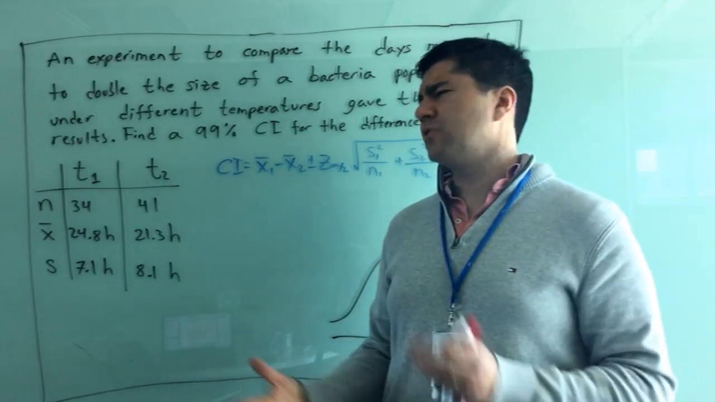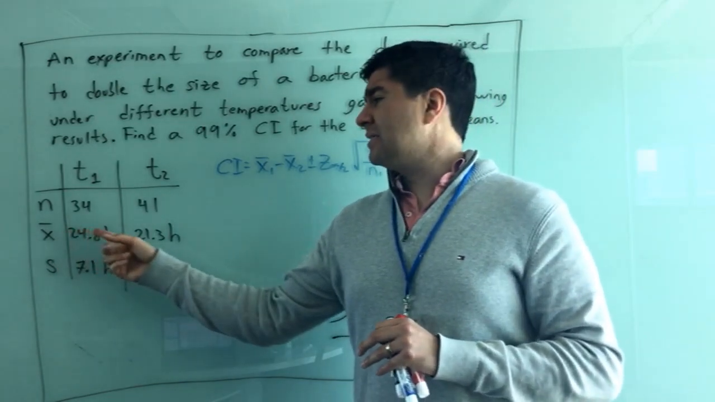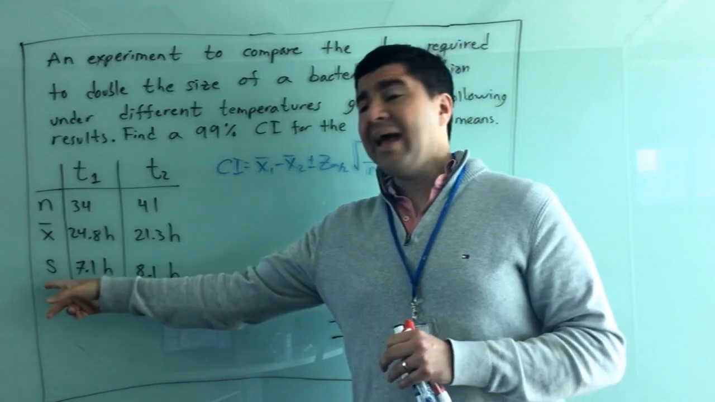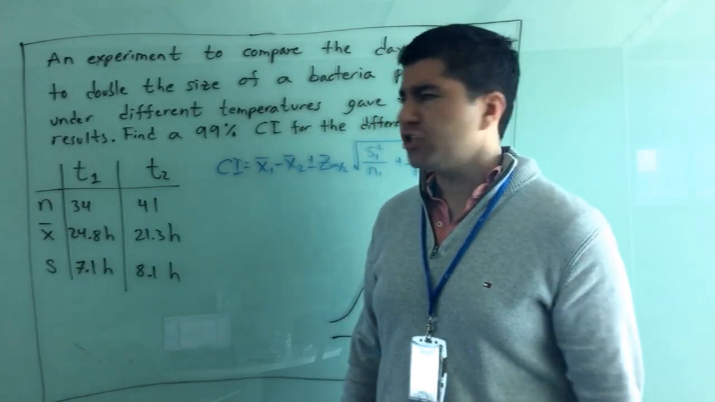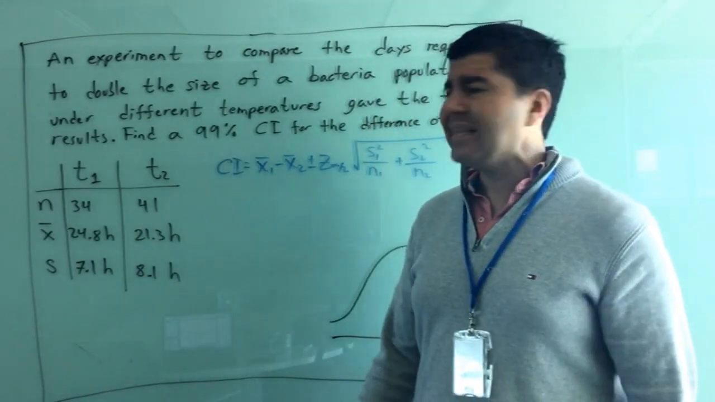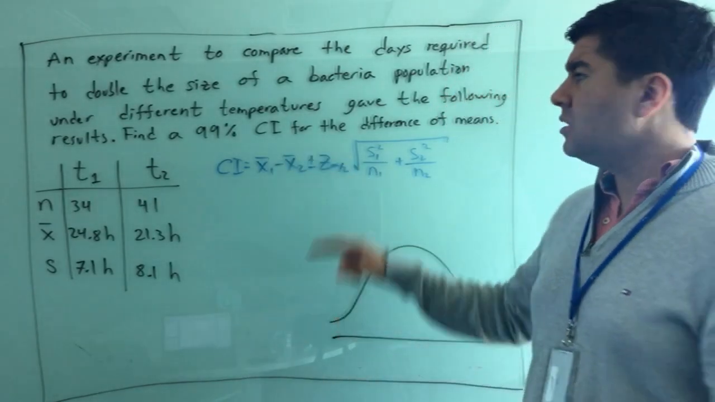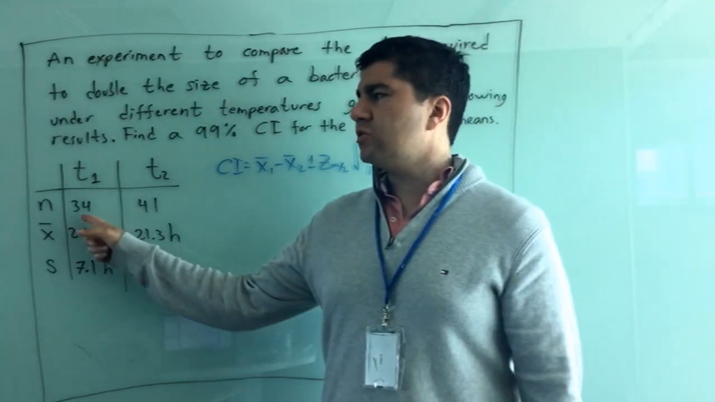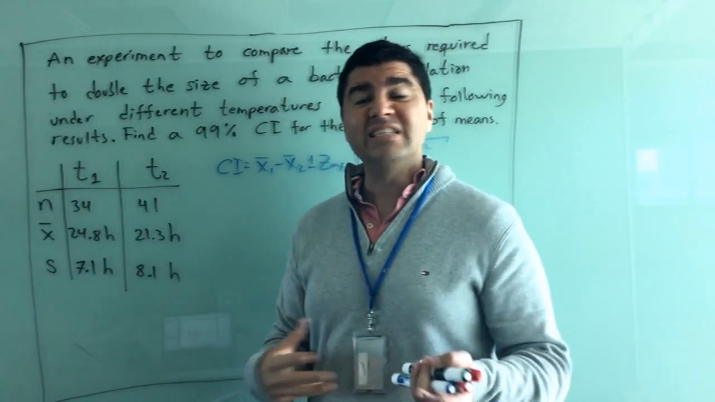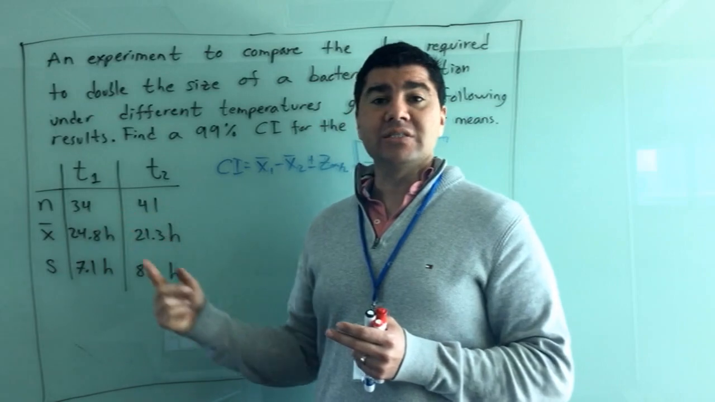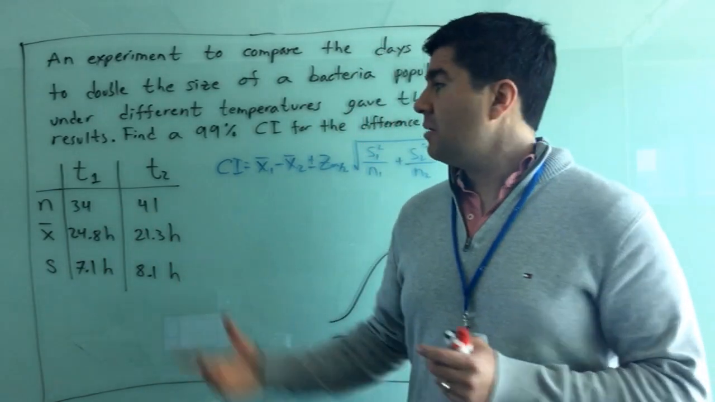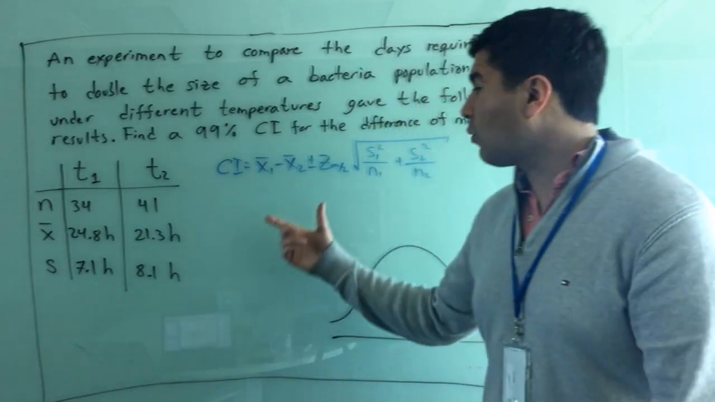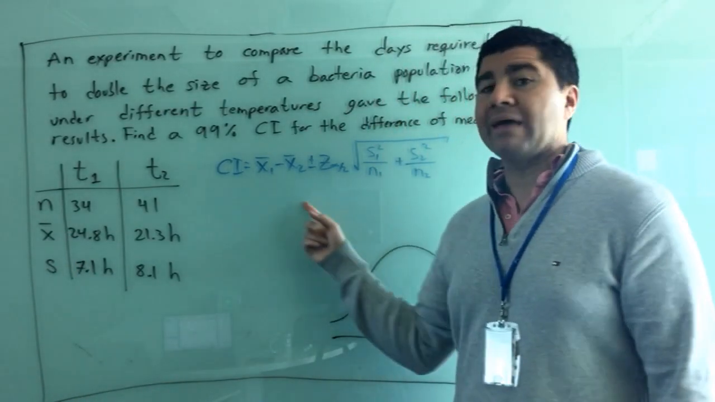The sizes are different. X bar is the average time required for each of the cases, and S is going to be the standard deviation. They're asking us for a 99% confidence interval for the difference of means. Again, it is easy to see that we're using 34 and 41. In both cases, the quantities on the samples are larger than 30. Because of that, we can say that it's a large sample confidence interval, and we're going to use this formula that we have in here.